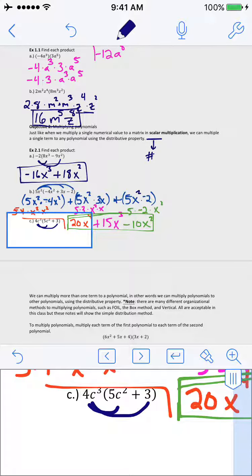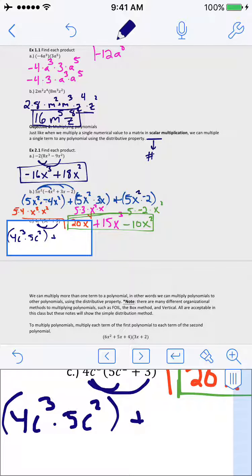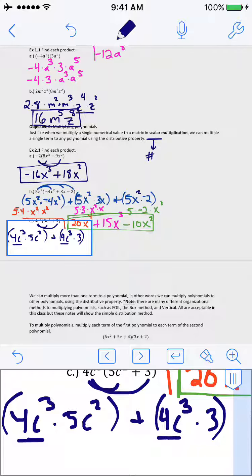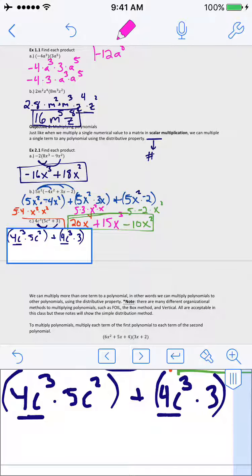When you did, I hope you distributed that 4c cubed into the 5c squared and into the 3. What you got was 4c cubed times 5c squared plus 4c cubed times 3. Notice each one got a 4c cubed. That's the idea here. Everybody gets a fair ticket or a piece of the game, however you want to remember it. Everybody gets to be multiplied by the monomial.